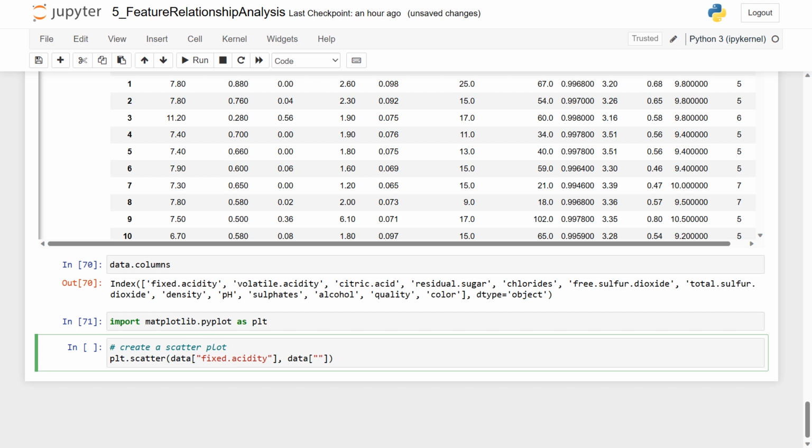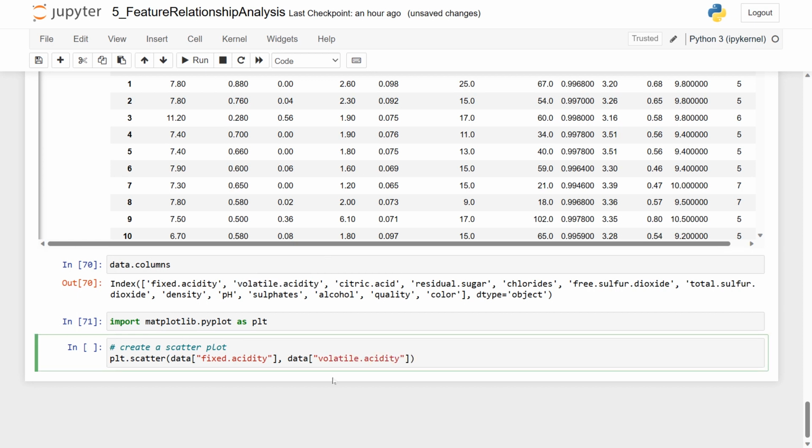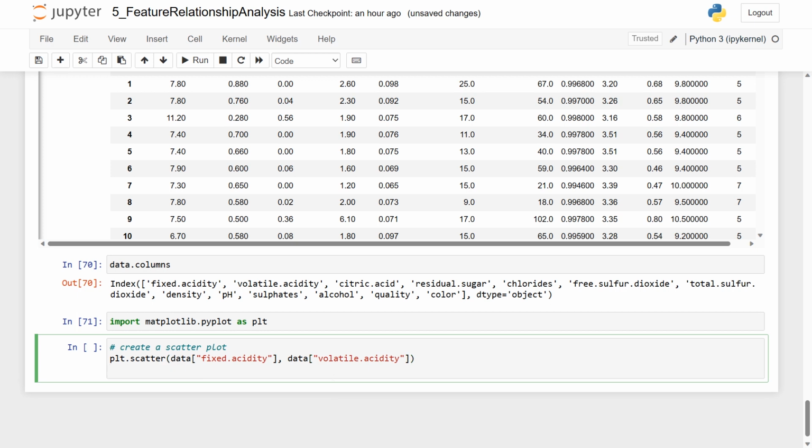Let me directly copy from here: volatile acidity. I just want to find out the relation, how it behaves, and what kind of pattern it will expose between the fixed acidity and volatile acidity. I just want to see the relation between them, nothing else.